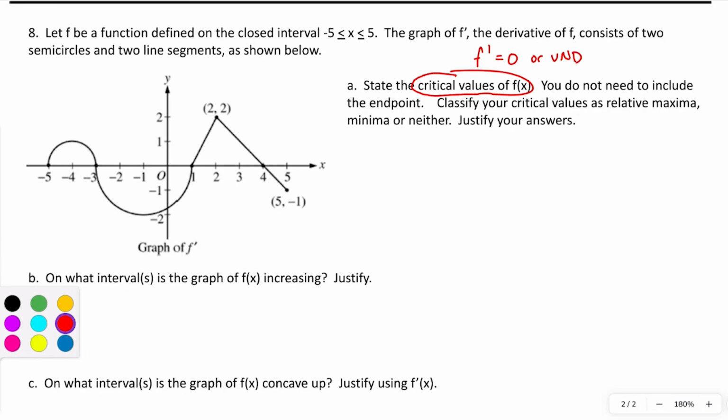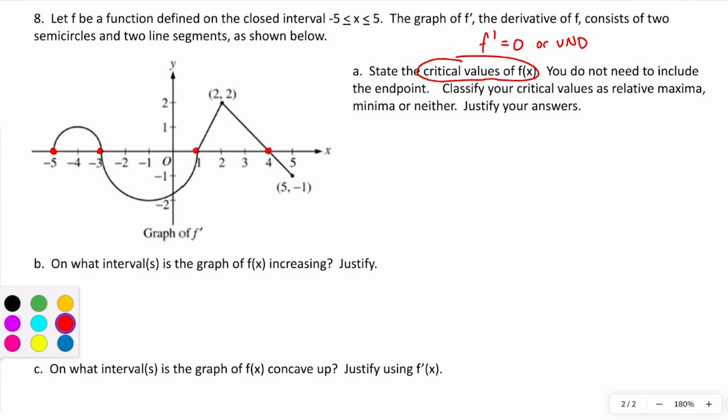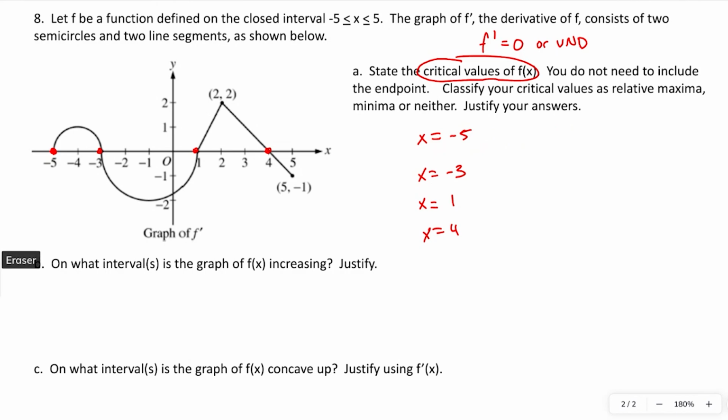Okay, we don't really see anywhere on the domain of f prime where it's undefined, so we're just going to identify where it's 0. So that's going to be at -5, -3, 1, and 4. For each one of these, I'm going to rewrite it like this because we need to classify what's going on at each of these numbers, whether they're going to be local max or mins or neither.